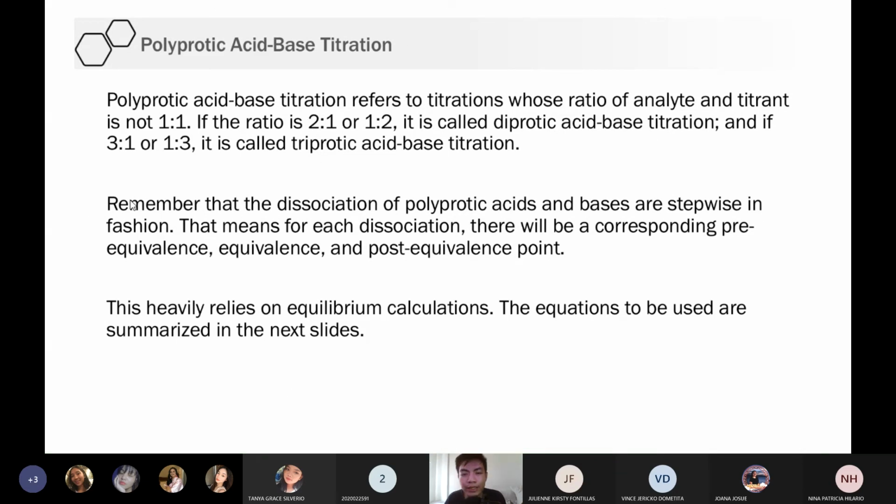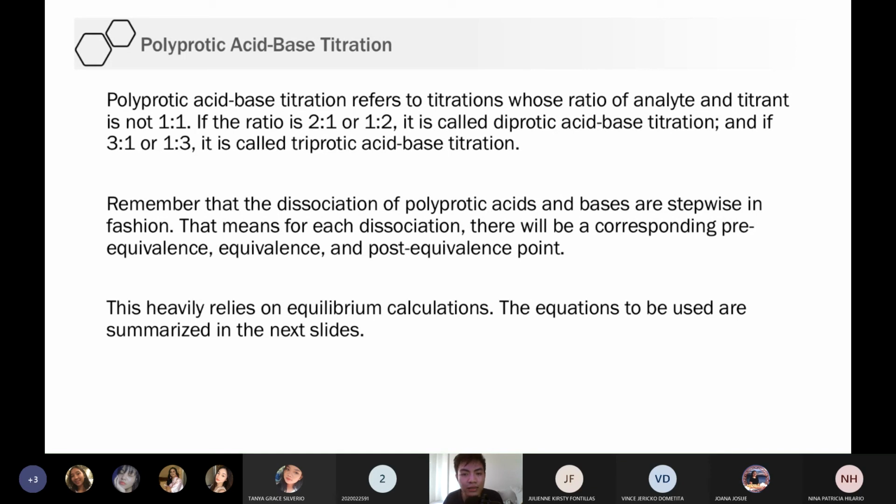And remember that when we have polyprotic acids, I said last chapter, the dissociation of H is stepwise. What does that mean? It means that since the dissociation is stepwise, we will see different inflection points, a different inflection point for each dissociation of the acid, each neutralization of an H. Take note of that.